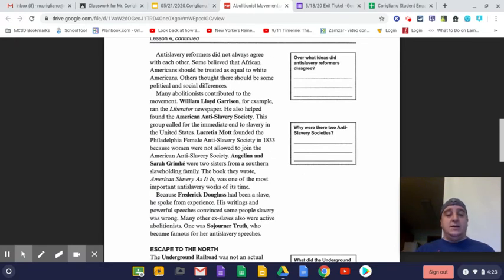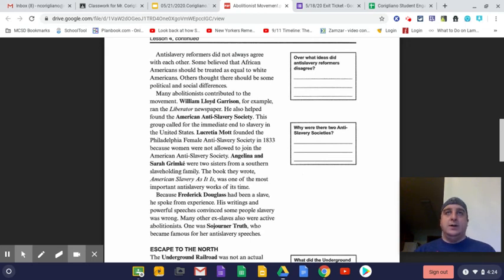William Lloyd Garrison is one of the men that founds the American Anti-Slavery Society. However, there needs to be two societies, and the reason is because the American Anti-Slavery Society did not allow women to join, which, looking back on that now, is kind of a joke because there are women that believe in abolition. There are women that want to fight and push for abolition and the end of slavery.